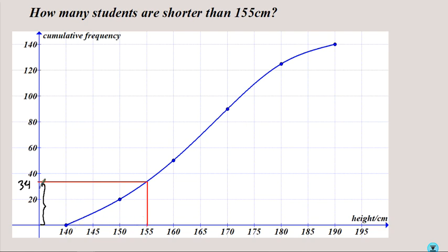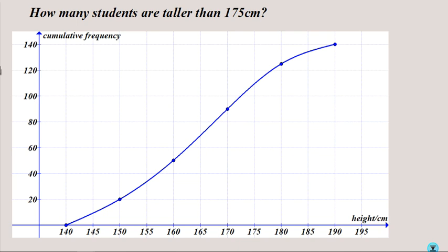Keep in mind, this end of the cumulative frequency axis represents the shorter people, and this represents the taller people, because that's how the table was constructed. But to answer this question, the number of people shorter than 155 is 34. We could not have got that answer from the table directly, but from the curve we can easily get the answer. Let's take another example. How many students are taller than 175?